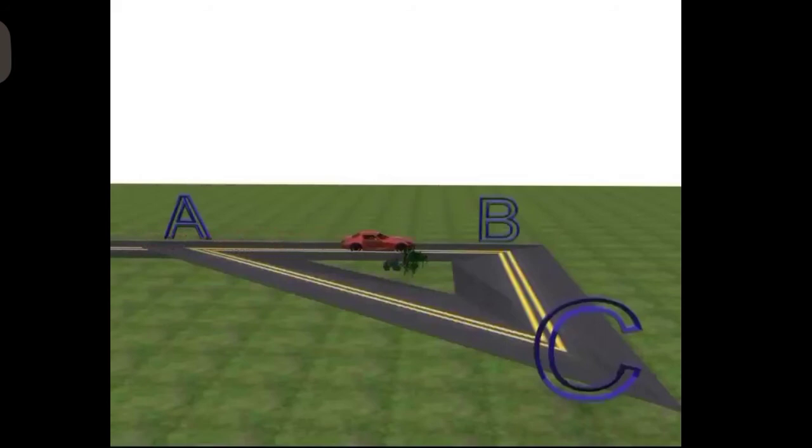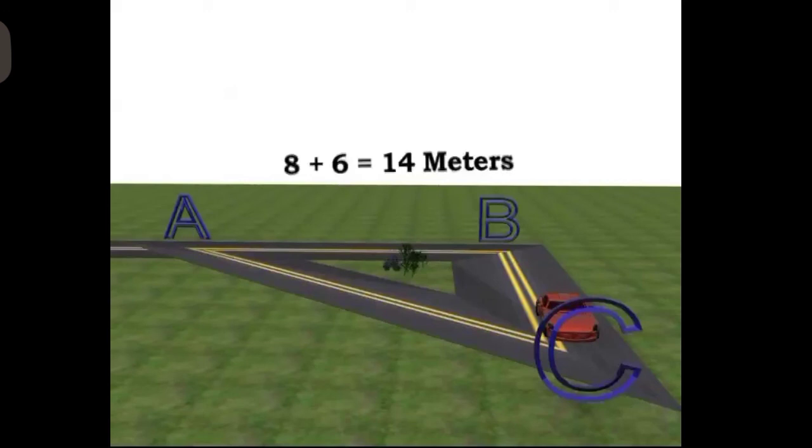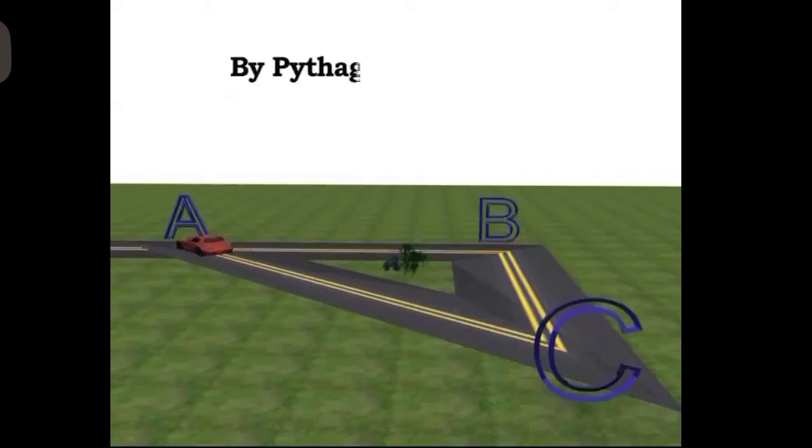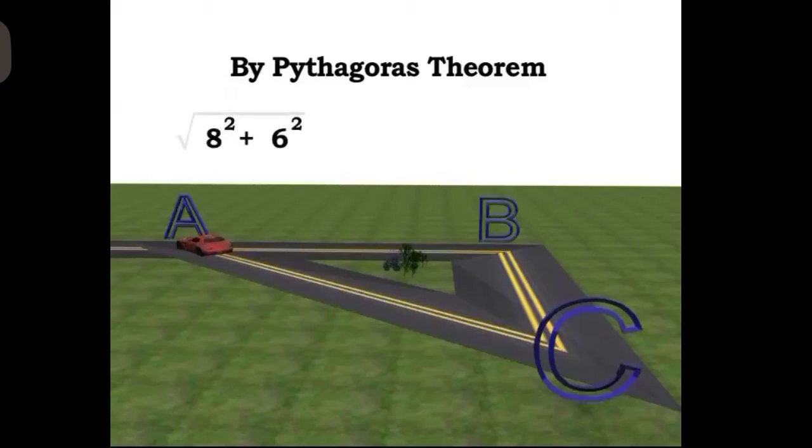Another example, the object moves from A to B 8 meter and then B to C 6 meter, making an angle of 90 degrees. So, here distance is 8 plus 6, that is 14 meter, and displacement is AC, which can be calculated by applying the Pythagoras theorem, that is the square root of 8 squared plus 6 squared, which becomes equal to 10 meter.